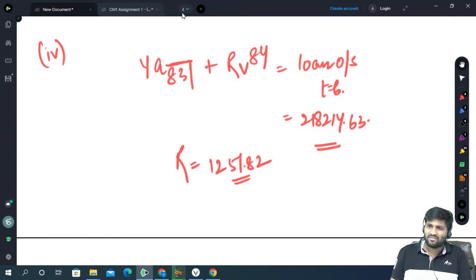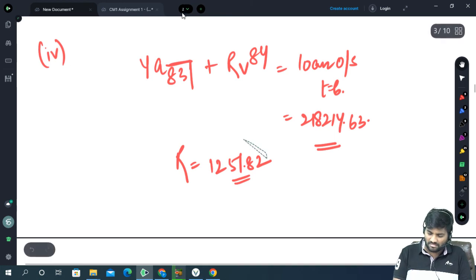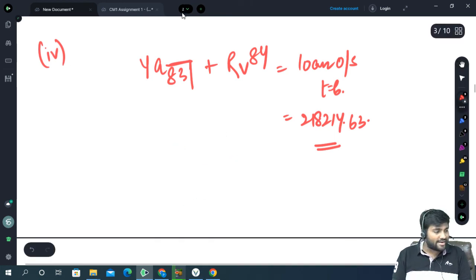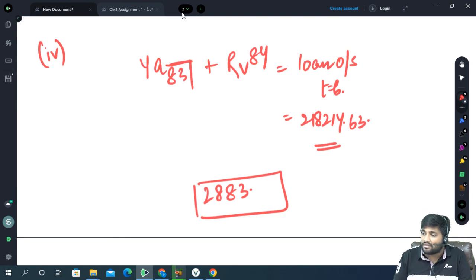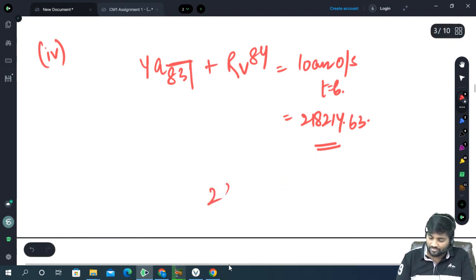What is the answer for the last one? 2883. This is wrong actually. Ashok is saying 2883. Krishna, what is the answer? Why? Someone is getting 2976. 2977 point. 2977 is the correct answer.